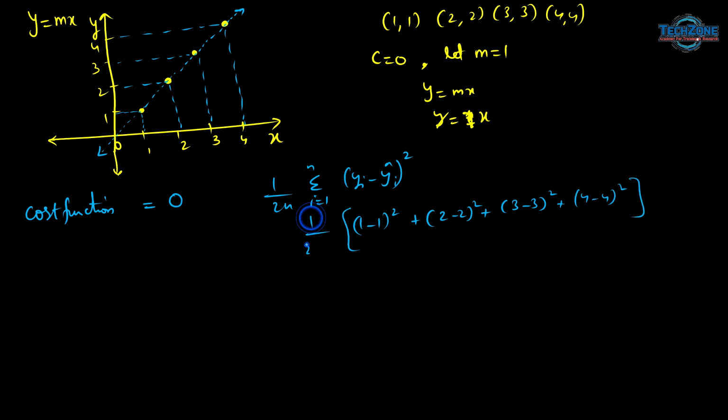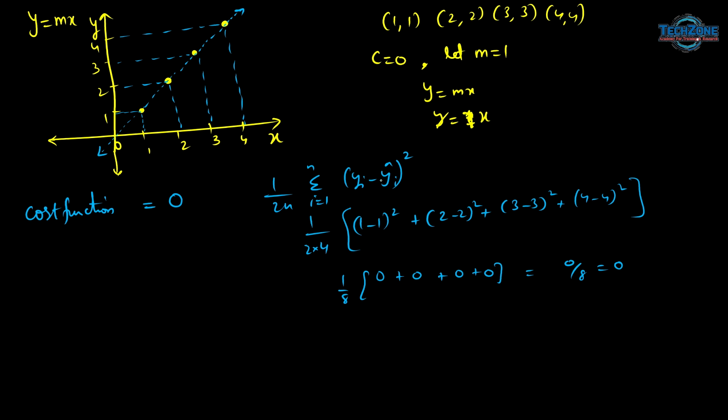And it is 1 by 2 multiplied by 4, because n here is 4, because we are taking 4 points. So this is 1 by 8. 1 minus 1 is 0, this is also 0, 3 minus 3 and 4 minus 4 are also 0. So it is 0 by 8. It will be equal to 0. So the error or the cost function is equal to how much? It is equal to 0. Okay. I hope this is clear.